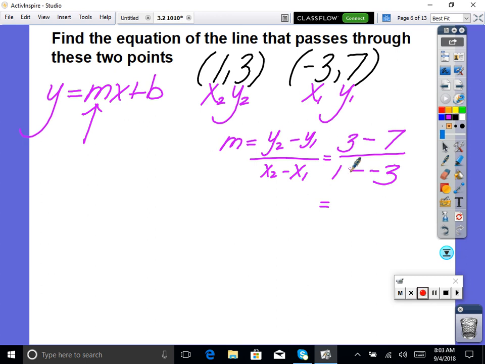Little errors add up. So on top, don't we get negative 4? On bottom, we get 4, so now we can say we know m is equal to negative 1. So let's plug in everything we know. Don't we know some xy points we could plug in? Either one will work.